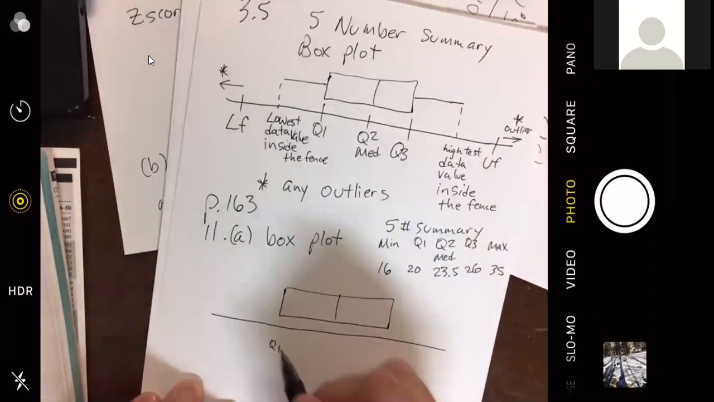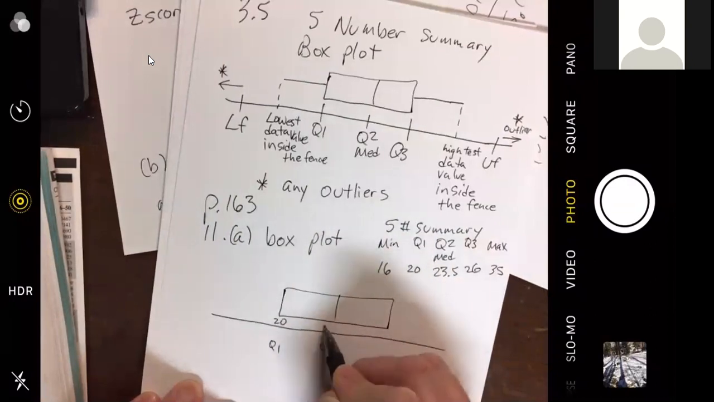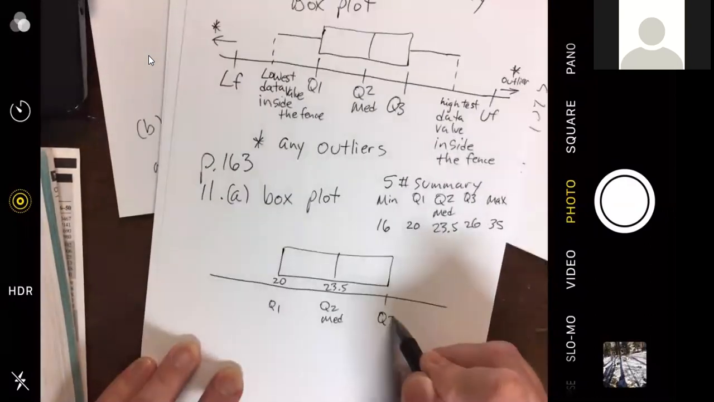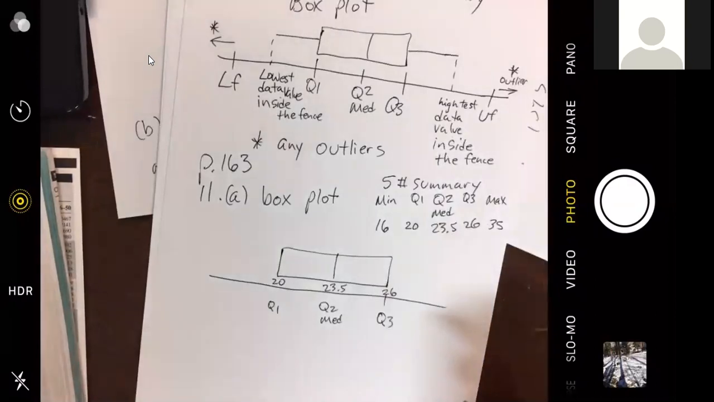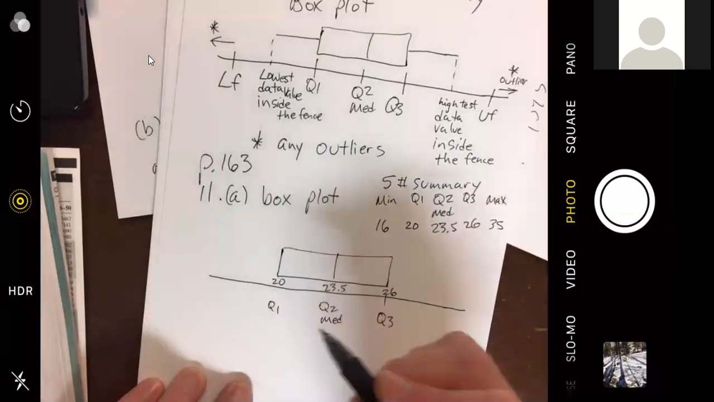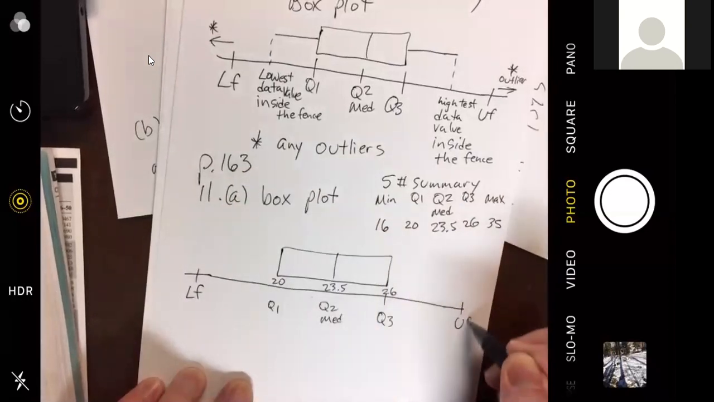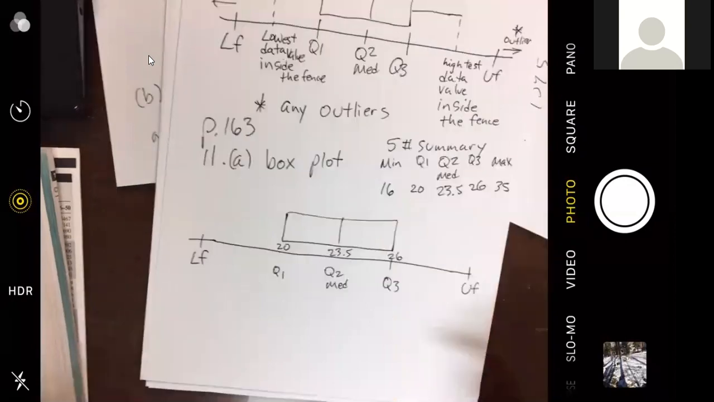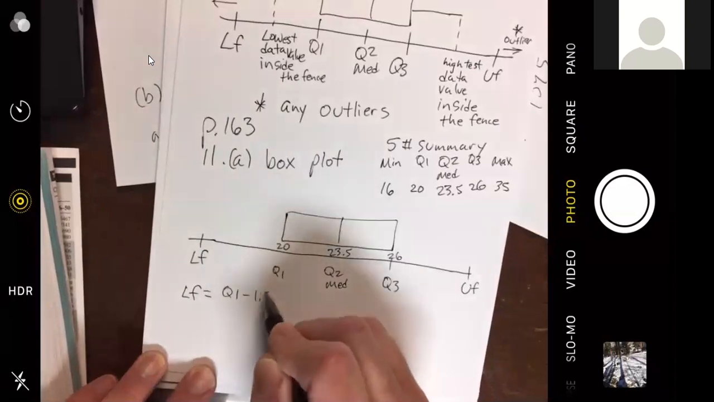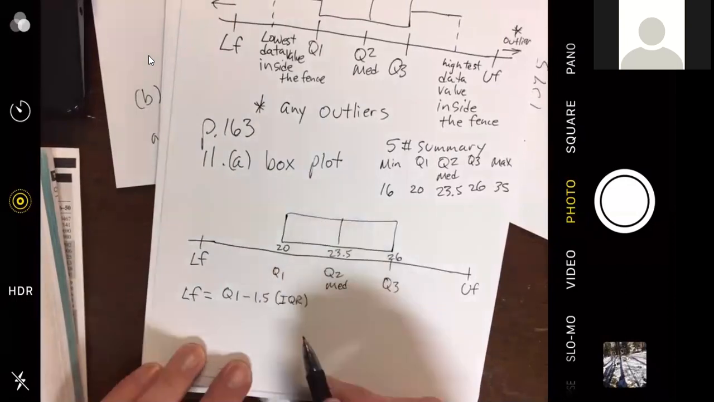Q1, that would be your 20. Median, 23.5, Q2, 23.5, or median. Q3, 26. Okay, let's see. We need the fences. Lower fence, upper fence. All right, lower fence. Code Q1, subtract 1.5 times IQR. I haven't asked for the IQR separately, so I'll just do it all at once.